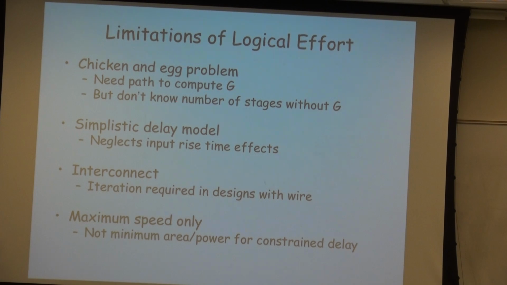Chicken and egg problem. Need path to compute G. But the thing is that if I don't have the real design, how do I know what gates to use and how do I find out what the value of G is? But you don't know the number of stages without G, okay? The simplistic delay model neglects input rise side effects. There is no interconnect delay, and we try to maximize the speed, right? So we don't really look into power consumption and other issues. We'll go into more complicated modeling techniques later.